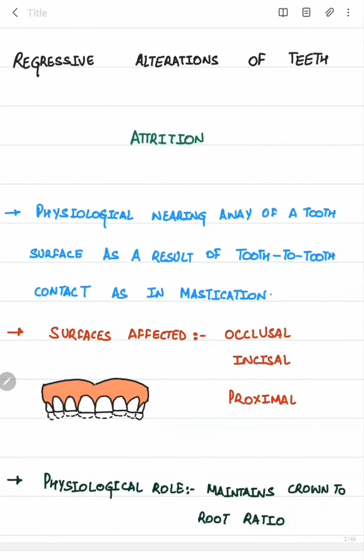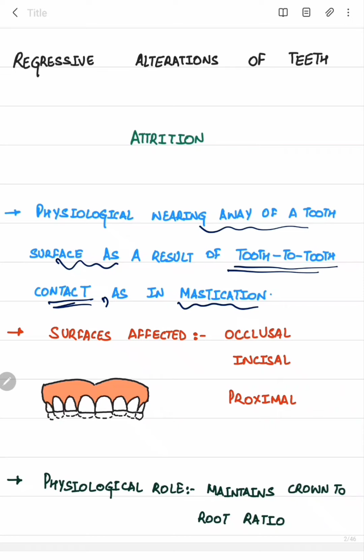As we know, teeth are present in our oral cavity and are in contact with each other. Also the teeth are in contact with the teeth of the opposite arch, right? So it causes wearing away of tooth surface due to tooth contact, such as in mastication. It is basically a physiological process in which there is wearing away of tooth surface.